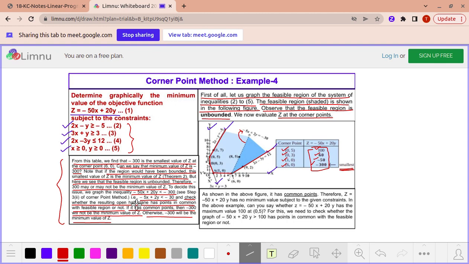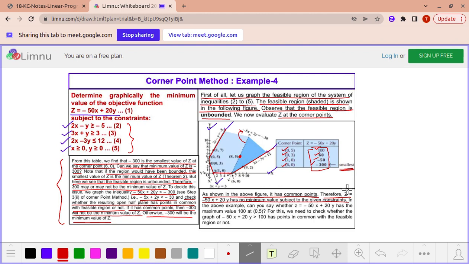Now what is our observation? Our observation is that if you look into the above diagram, we get common points something like this, right? So as shown in the above figure, it has common points, therefore z equal to minus 50x plus 20y has no minimum value subject to the given constraints.